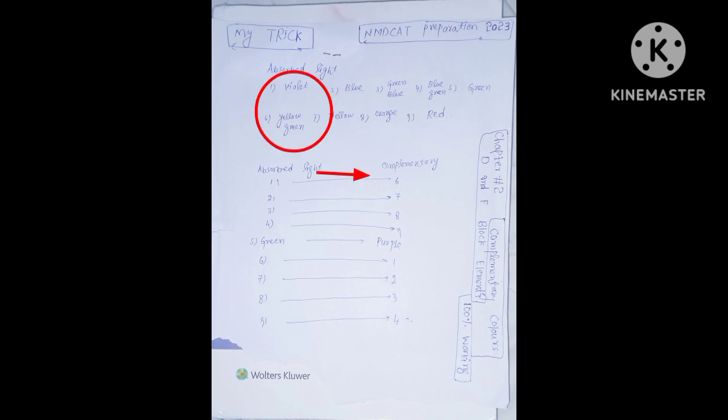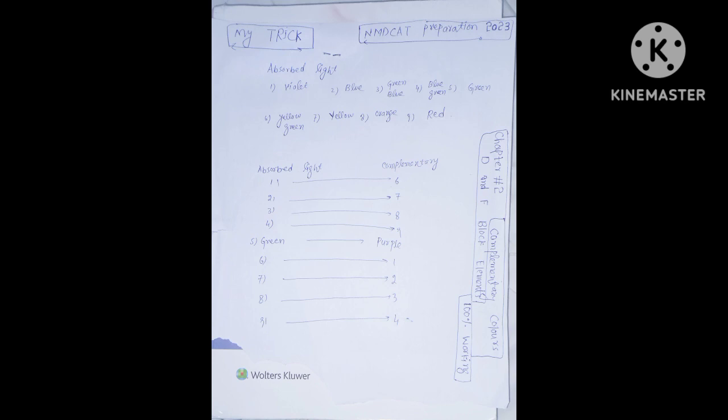Now the complementary color of 1 will be 6. The complementary color of 2 will be 7. The complementary color of 3 will be 8. The complementary color of 4 will be 9. Only 5, green, is the exception, which has purple as its complementary color, so it must be remembered.